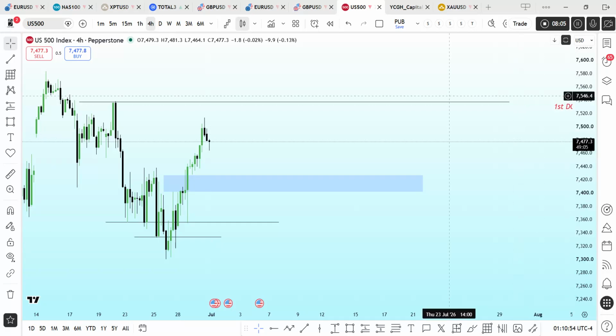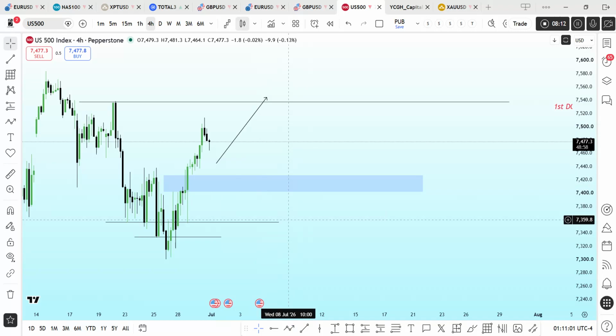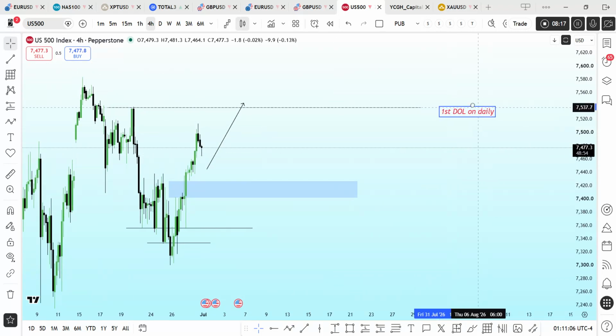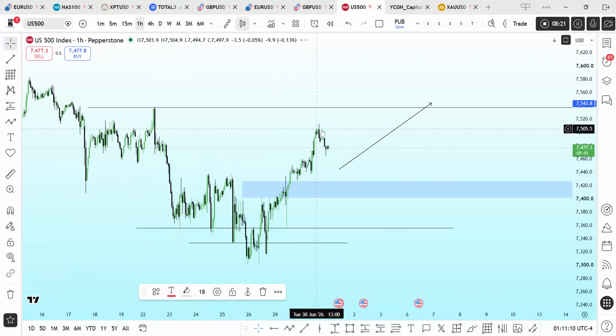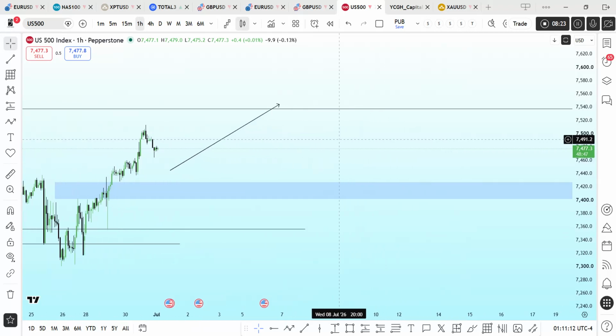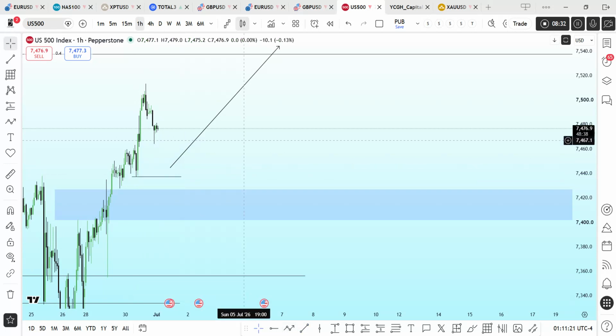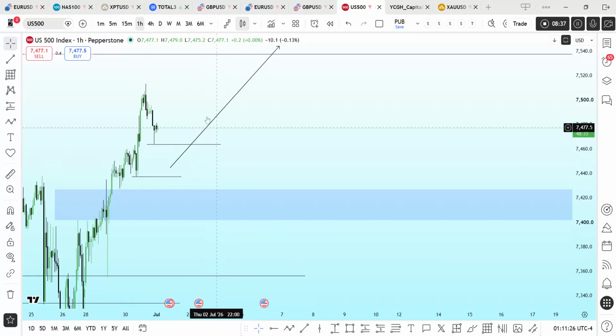But this DOL, we are very sure that price will go for this DOL. This is the first DOL on daily. So this is where we'll try to create our bias, because we have a lot of lows here, right? This low is very significant, and price may surely come here, or it may simply come till this point, sweep this low and go up.